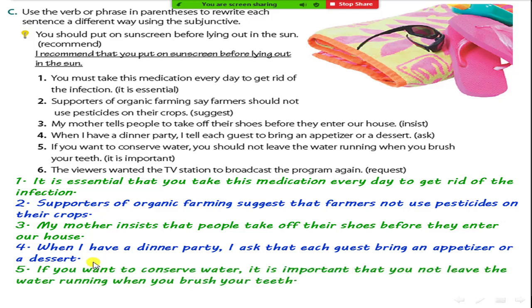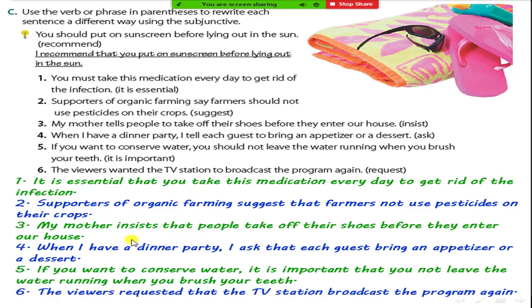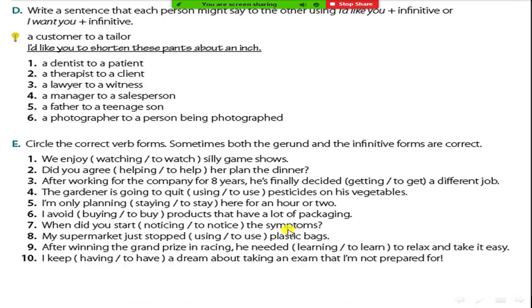And the last one. The viewers wanted the TV station to broadcast the program again. Use request. Yes, Salim. The viewers requested the TV station to broadcast the program again. Yes, requested that. Very good. Thank you, Salim. The viewers requested that the TV station broadcast the program again. Thank you, guys.